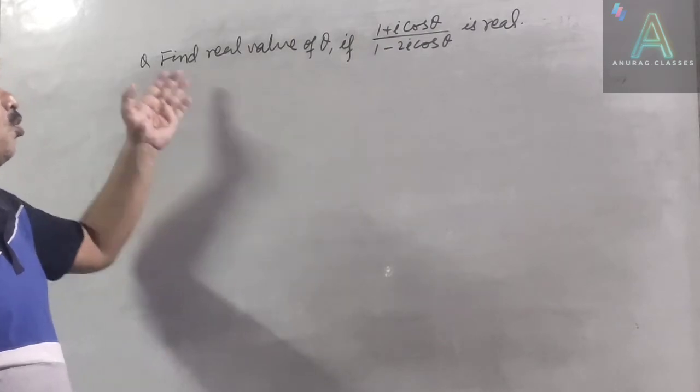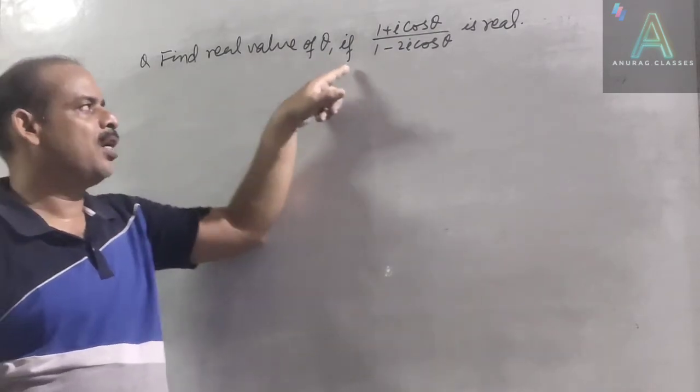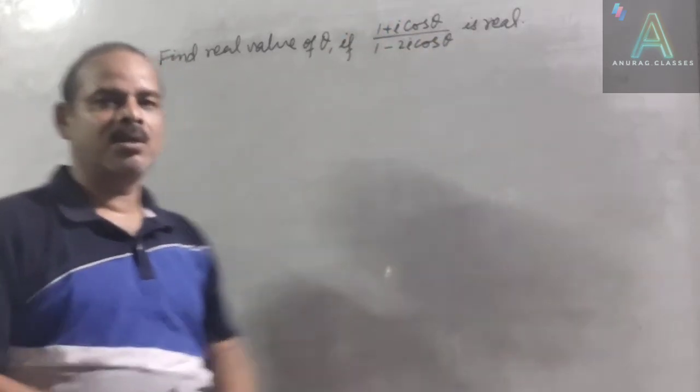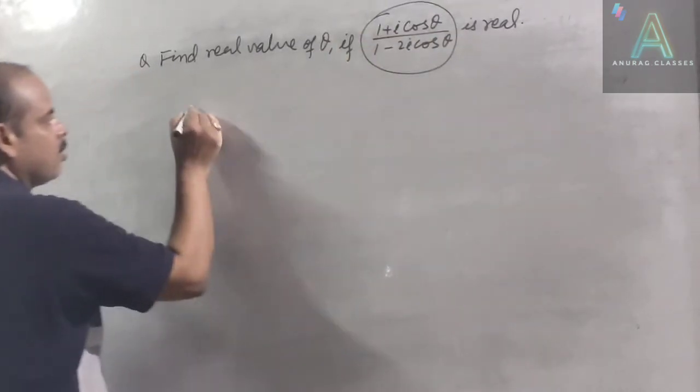So let us move towards our next question, that is, find the real value of theta if (1 plus iota cos theta) by (1 minus 2 iota cos theta) is real. So first of all I am going to solve this.